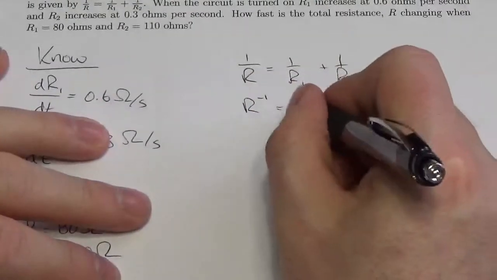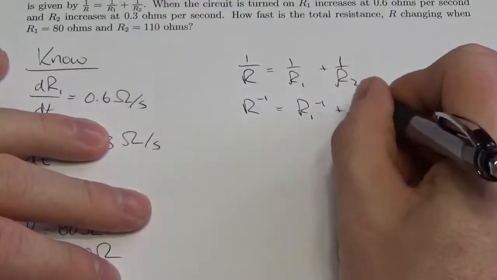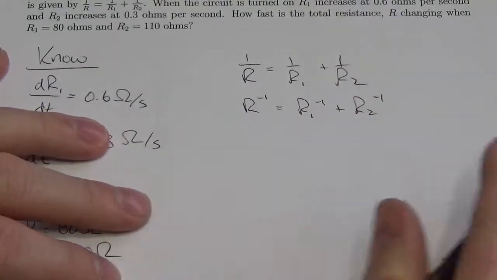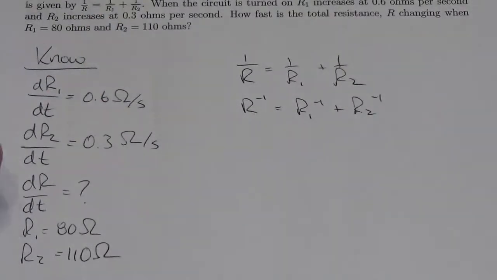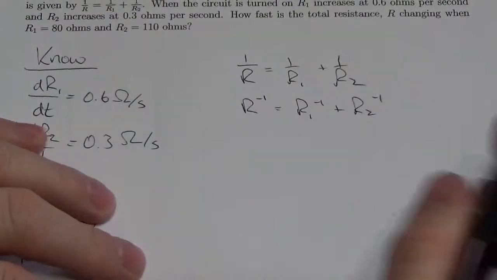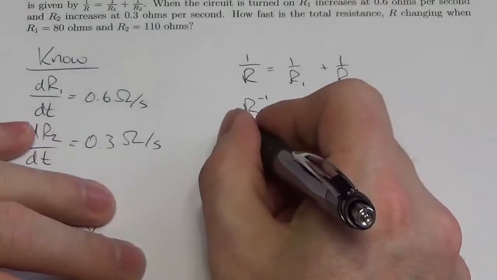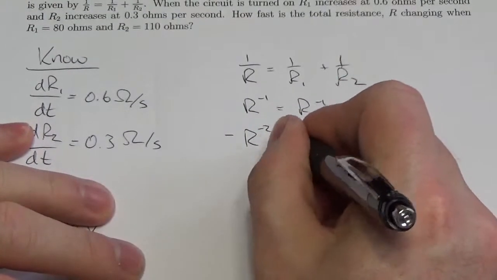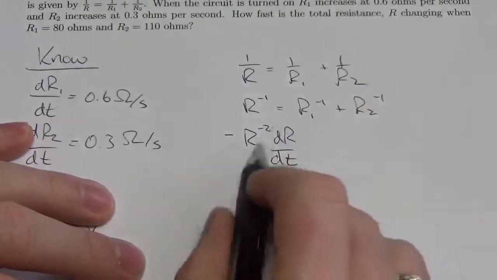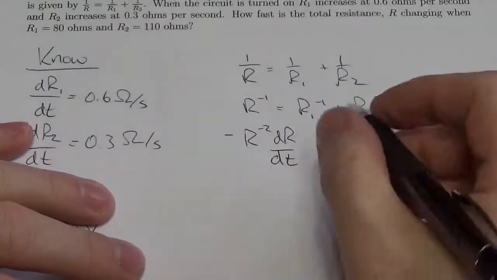R to the negative 1 is equal to R1 to the negative 1 plus R2 to the negative 1, and then take the derivative just the way it sits right here. Although, I freely admit, you could do a few different things here. But now, if I take the derivative, this is going to be negative R to the negative 2 dR by dt, and I'm looking for dR by dt, so that's a good thing that pops out here.